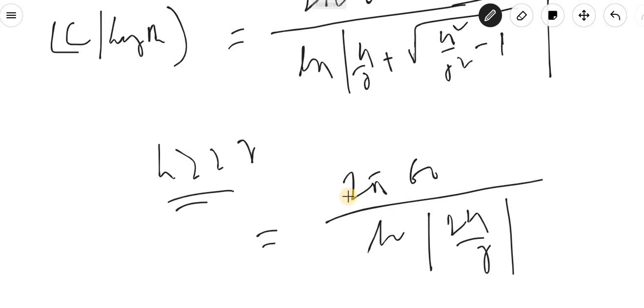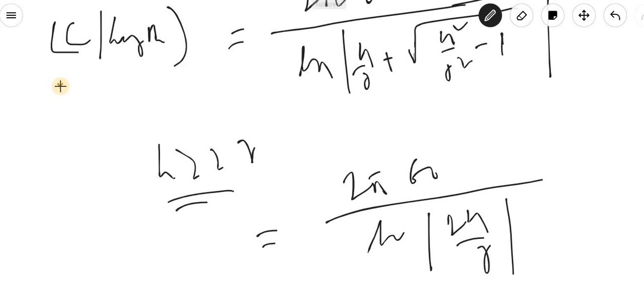So this expression is 2 pi epsilon naught over ln 2H by R. This is for actual one. Okay, this is the actual calculation for the capacitance, capacitance per unit length.